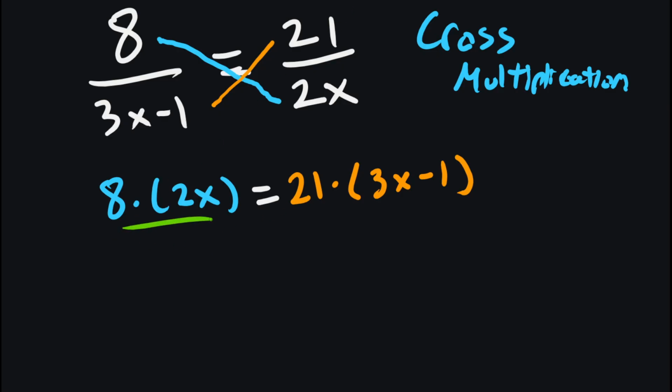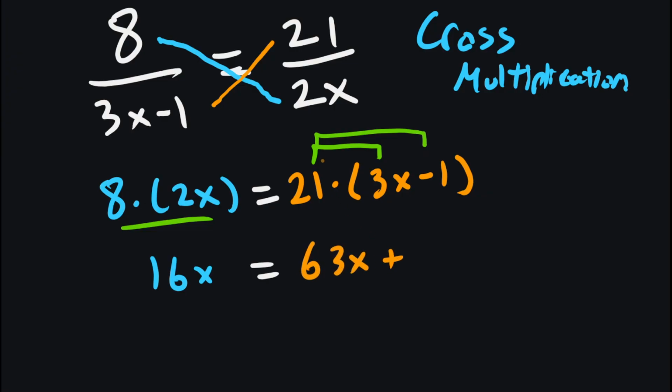So what is 8 times 2x? That is 16x equals. And what do we do about this 21 times this binomial? We can distribute: 21 times 3x plus 21 times negative 1. What's 21 times 3? That's 63, so that's 63x. Plus 21 times negative 1 is negative 21. Again, a plus negative is just a minus, so that is 63x minus 21.